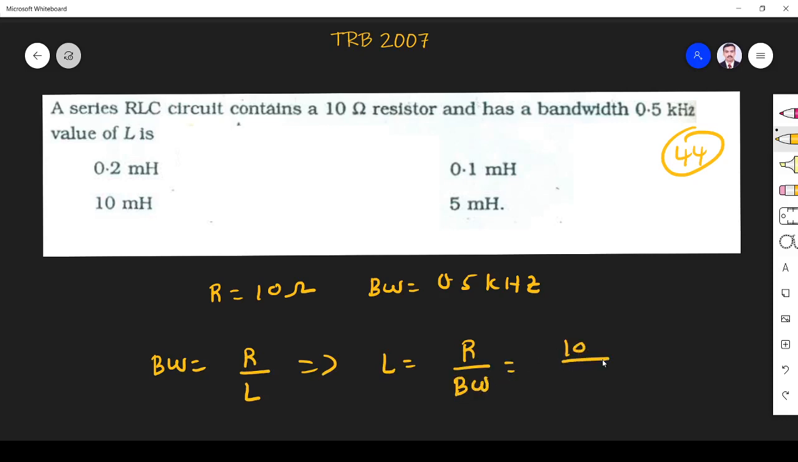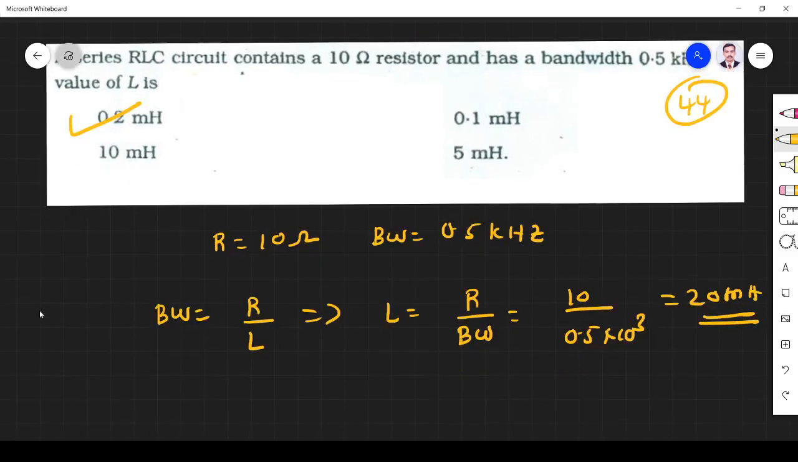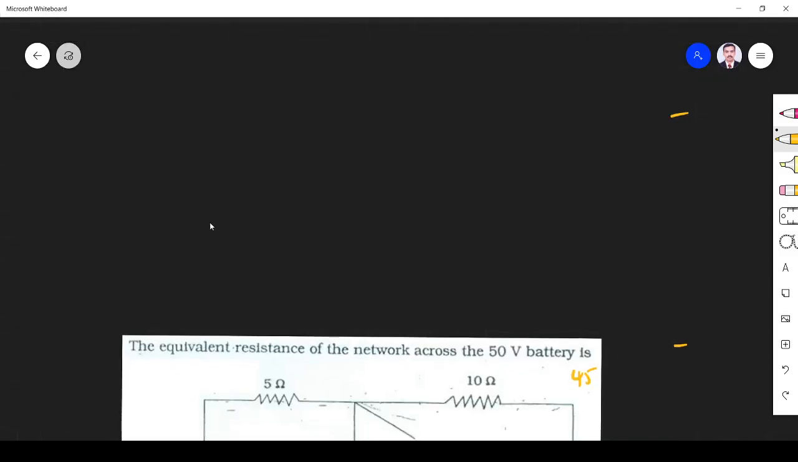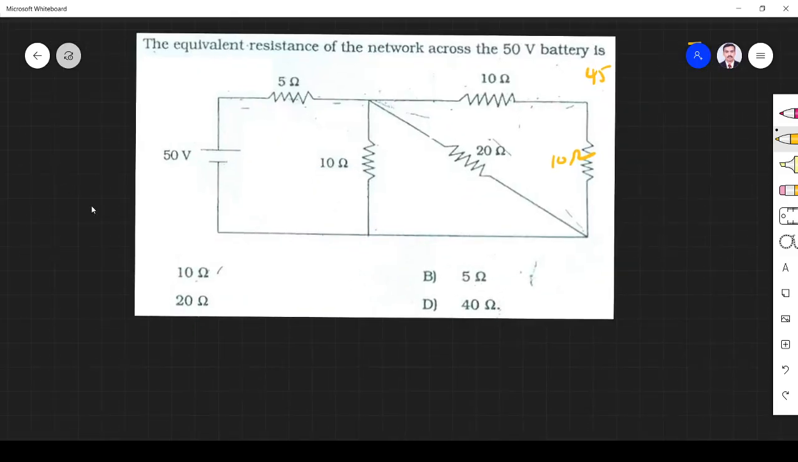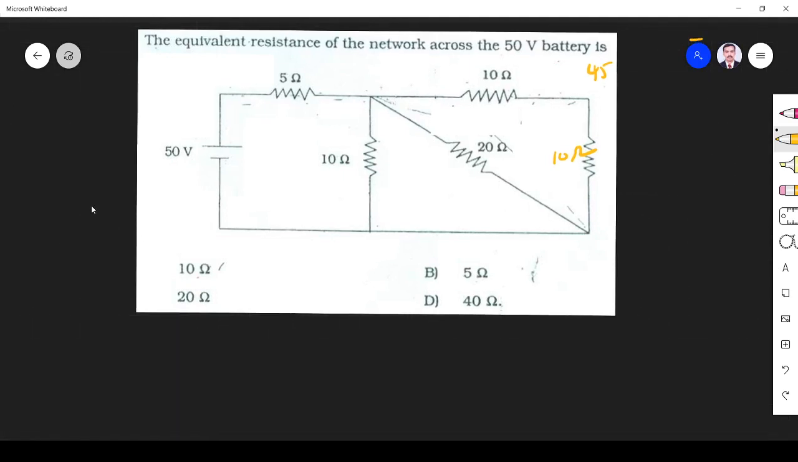R is 10 ohm. Bandwidth is 0.5 into 10 power 3. That gives 20 millihenry. So 20 millihenry is there. I think nothing is matching, so option A we can choose. There is no other option. Okay. Next one, the equivalent resistance of the network across the 50 volt battery.